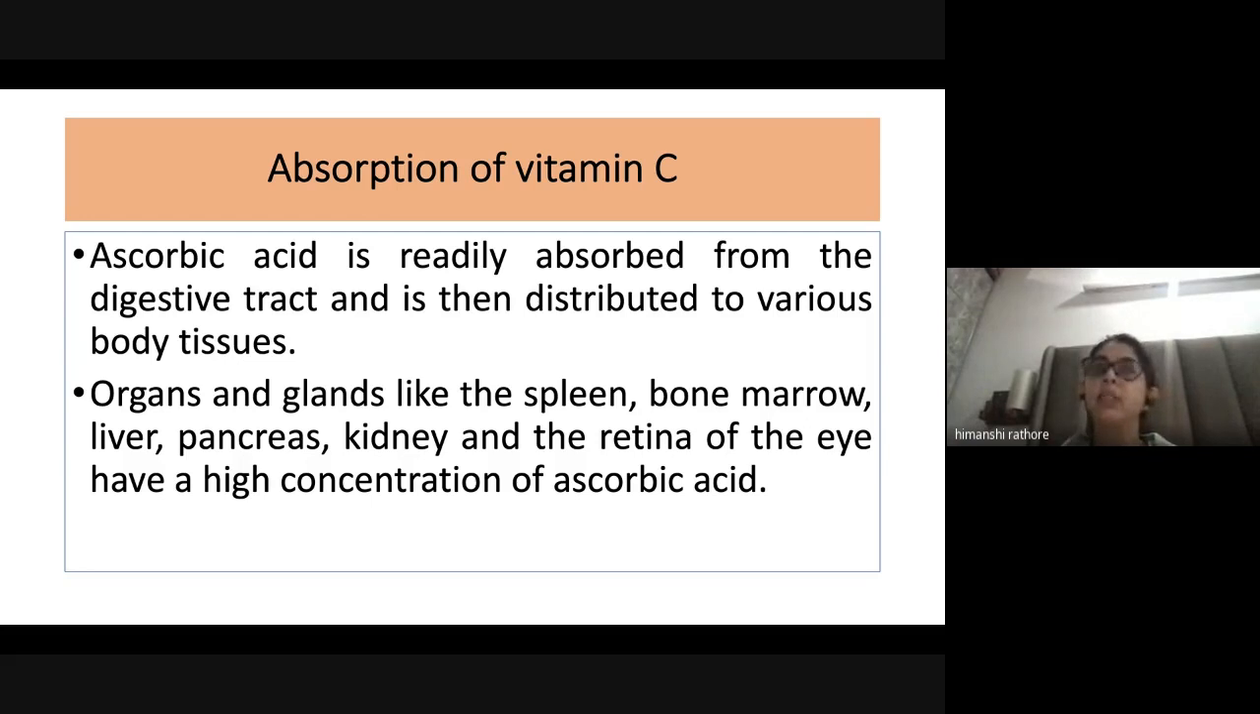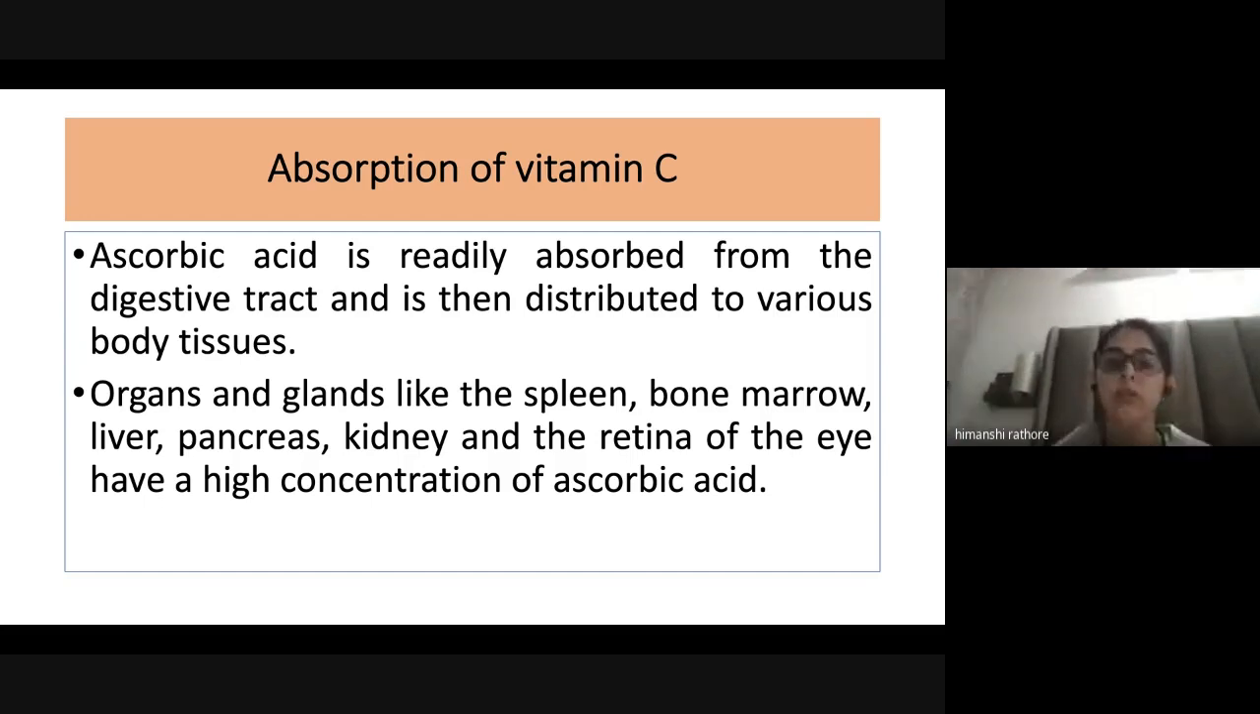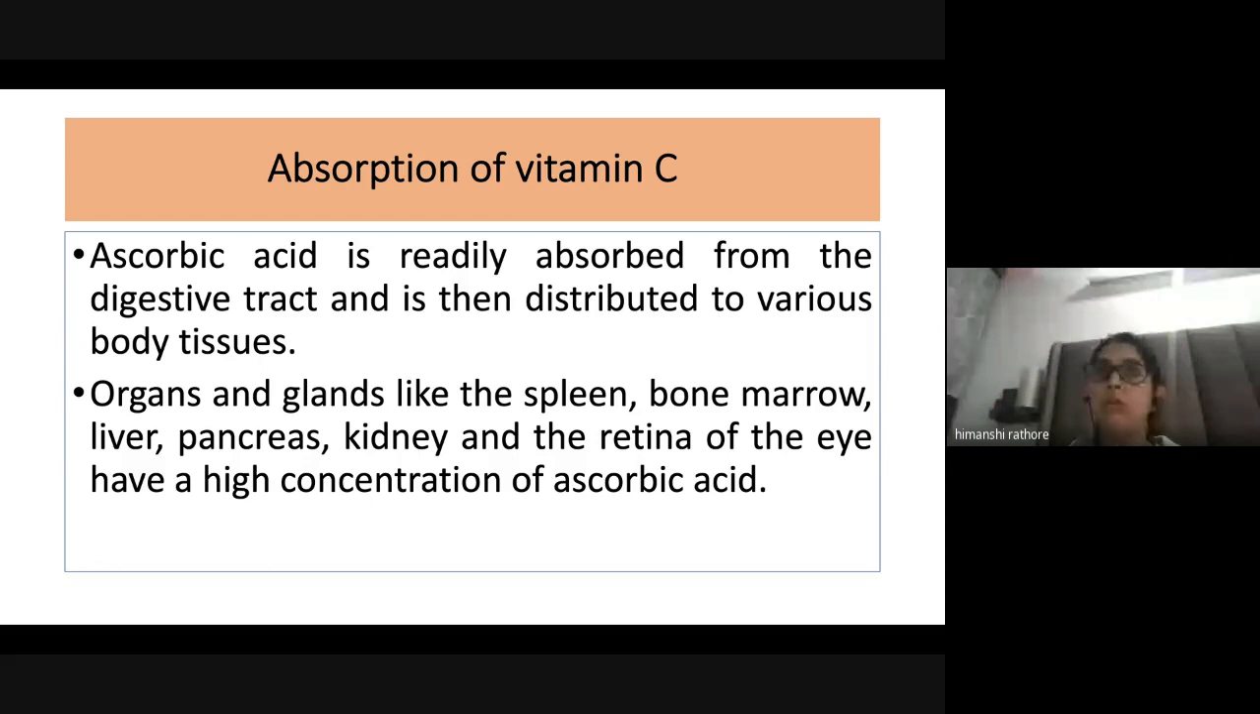Organs and glands like spleen, bone marrow, liver, pancreas, kidney, and the retina of the eye have a high concentration of ascorbic acid. So these are the organs where vitamin C is stored, and it is stored in a higher amount in comparison to the other organs. So you can write down that in bone marrow, liver, kidney, and the eyes, ascorbic acid is absorbed in high amount.